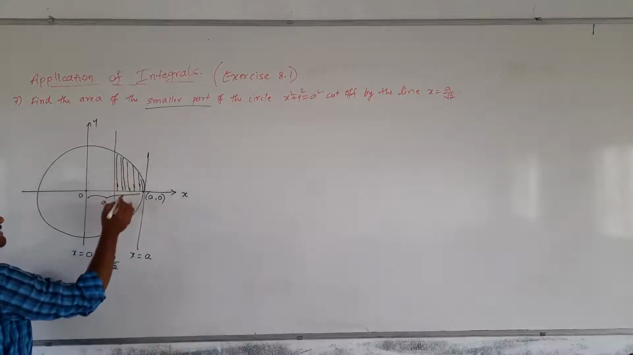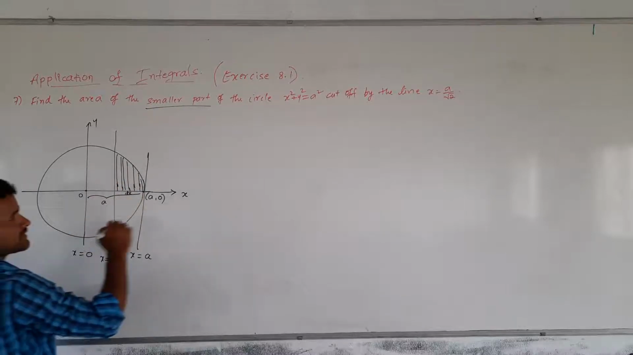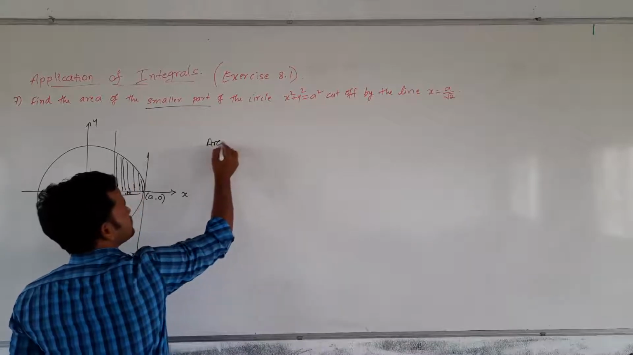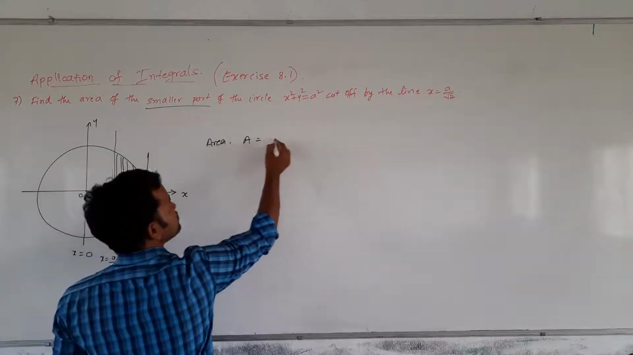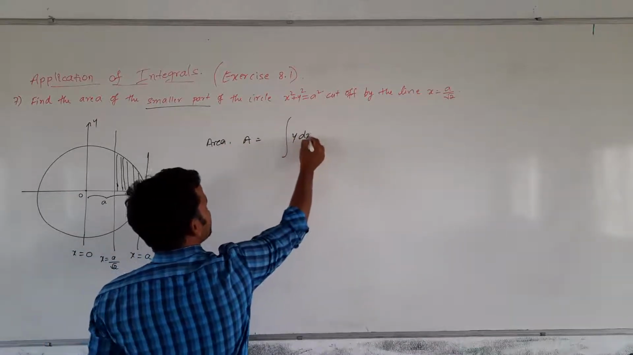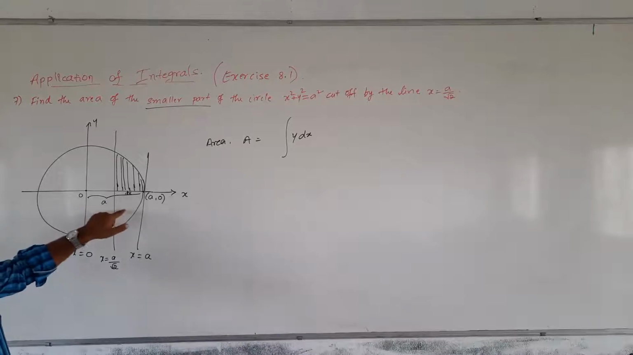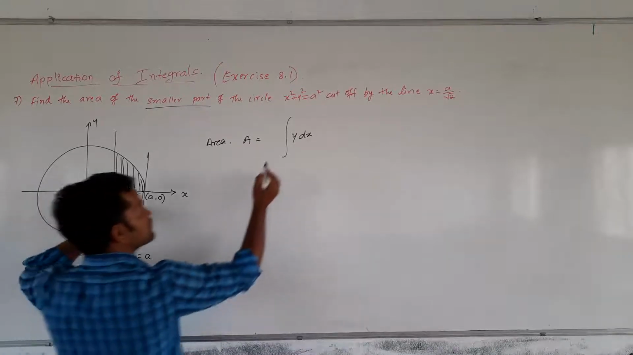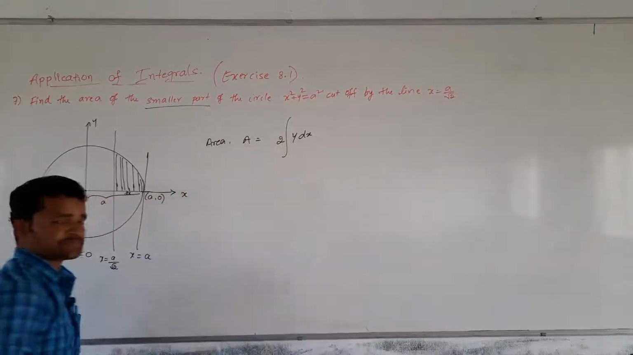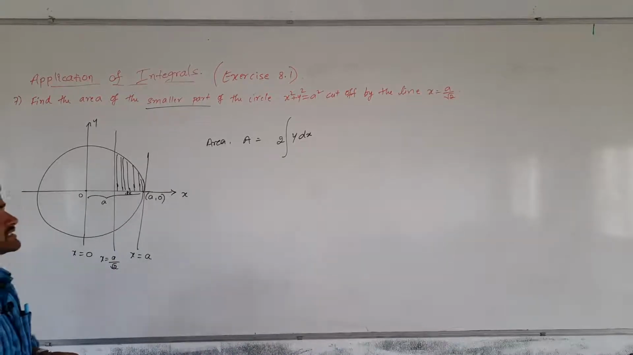Here I am considering vertical strips, dx will come. Now what is the area equal to? Area A is equal to integration of y into dx. Here I have considered dx, so y into dx. The same area whatever is there below the x axis also I have to take, so take this 2 times. It is 2 times integration of y with respect to x.